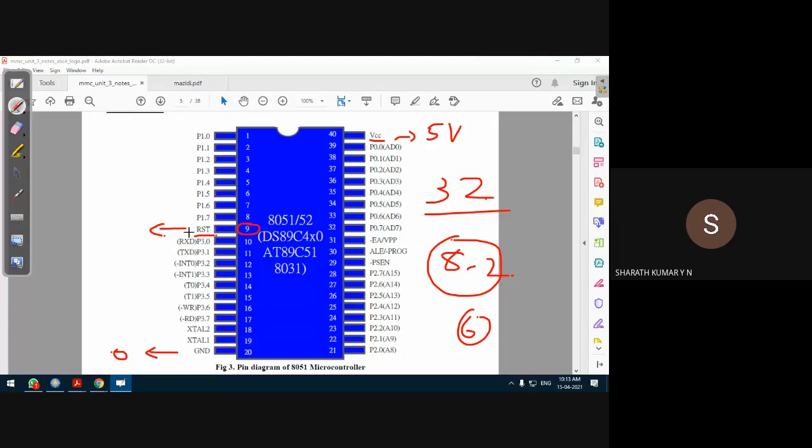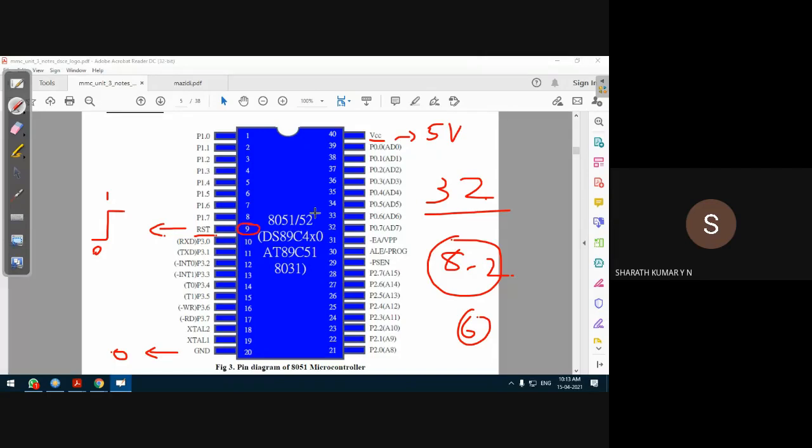Anyway, this is a reset pin. What is this reset pin? If a signal is applied, that is from 0 to 1, a rising signal, or when a logic high signal is applied, the complete memory will go to 0.